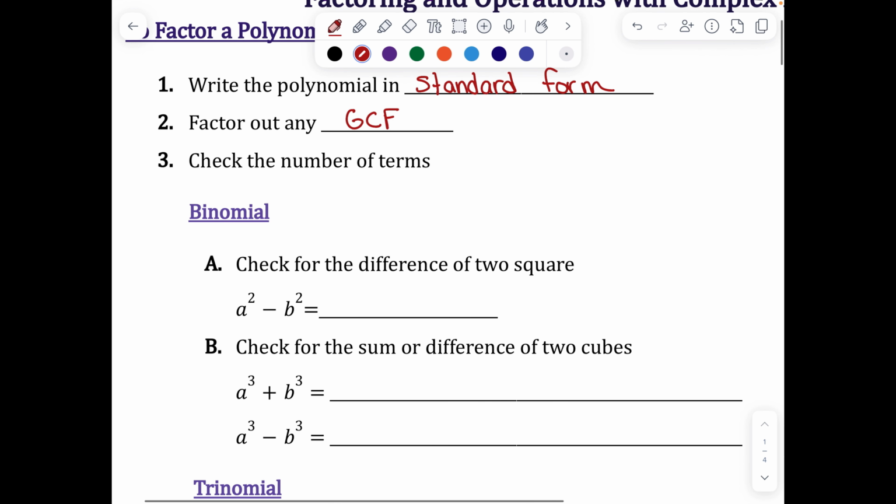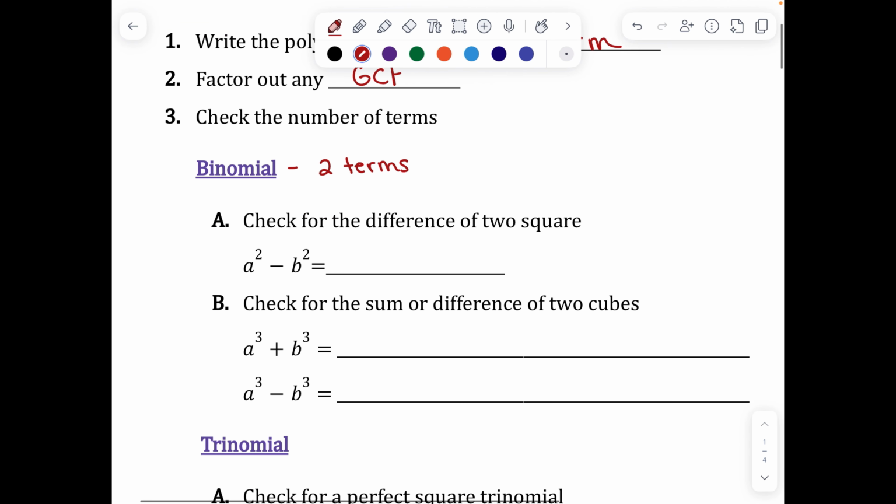So if we have a binomial, remember binomial is two terms, our first step is to check to see if it's the difference of two squares. So that's going to be set up as a squared minus b squared, and we factor into a plus b times a minus b.